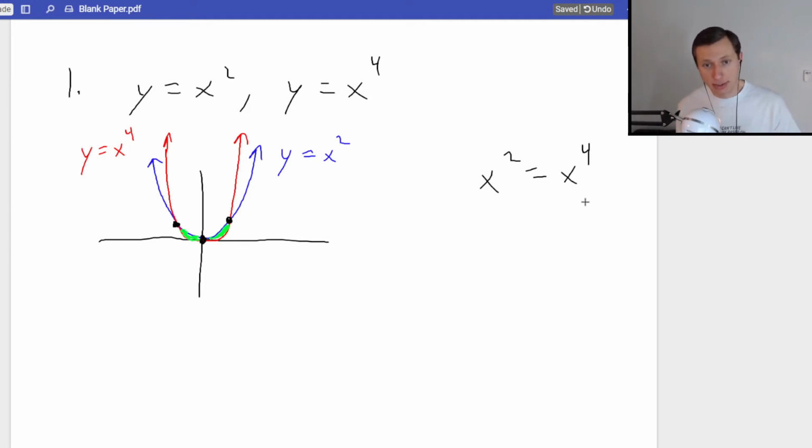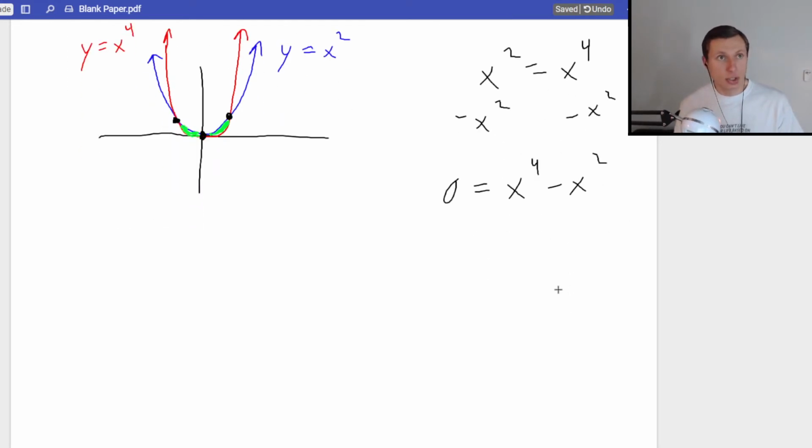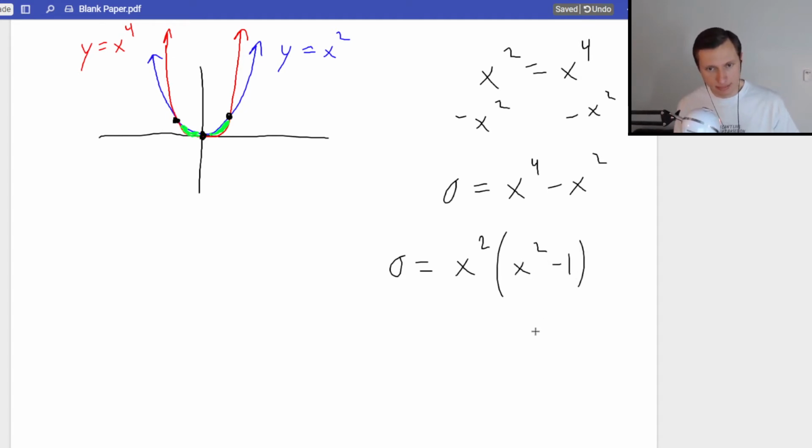So what do we do instead? I'm going to subtract x squared from both sides. So 0 equals x to the 4th minus x squared. Now, this is not an easy function to solve unless you know what to do. What you do here is you need to factor out the common term. The common term is x squared. If I factor out x squared, what am I left with? I'm left with x squared minus 1.